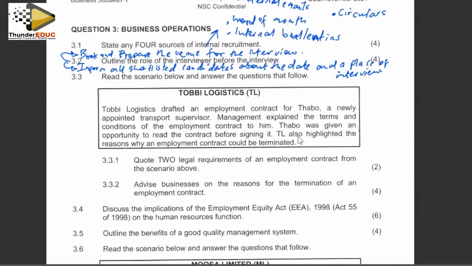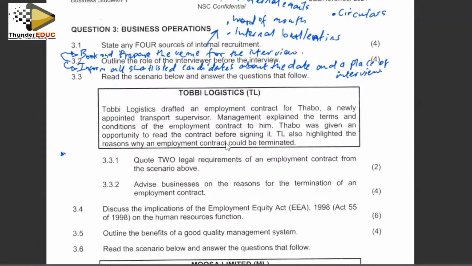Okay, right. So now let's check out 3.3.1. Quote 2 legal requirements of an employment contract from the scenario above. When the question says quote, the expectation is to go straight to the scenario and take the sentence exactly the way it appears in that scenario without adding anything. So in this regard, we have where management explained the terms and conditions of the employment contract to him, and also he was given an opportunity to read the contract before signing it.